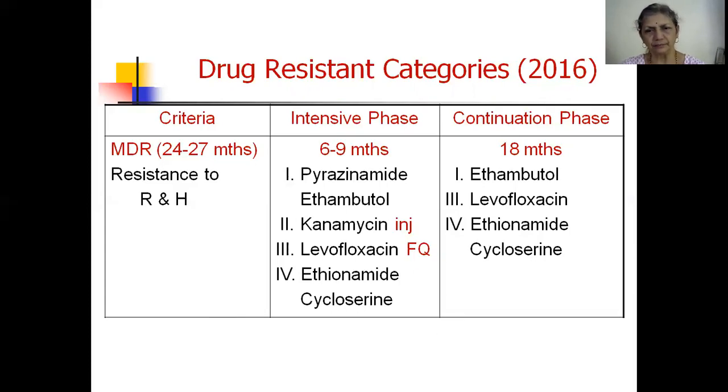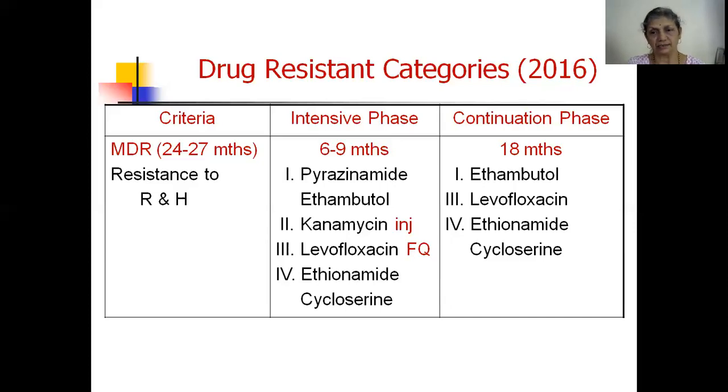cycloserine. Out of these 6 drugs, as we discussed, pyrazinamide has a major role in the intensive phase, not subsequently. So that is omitted, and the injectable is omitted. So kanamycin injection is omitted. And the rest of the 4 drugs are continued for 18 months. So the total duration of the treatment for MDR tuberculosis is 24 to 27 months.